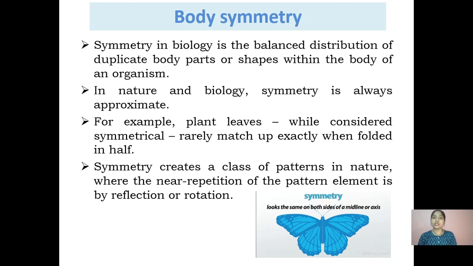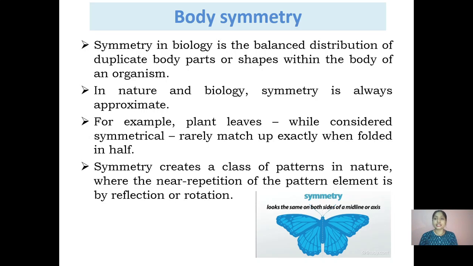Moving on to the introduction, what is body symmetry? Symmetry in biology is the balanced distribution of duplicate body parts or shapes within the body of an organism. That is, suppose this butterfly is cut along this particular plane. We get exactly two equal halves because the body organs are distributed in such a way that they are balanced and giving rise to two equal halves if cut in the center. So this is what we refer to as body symmetry.